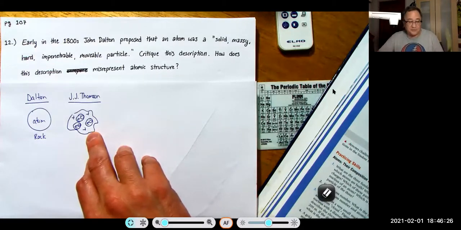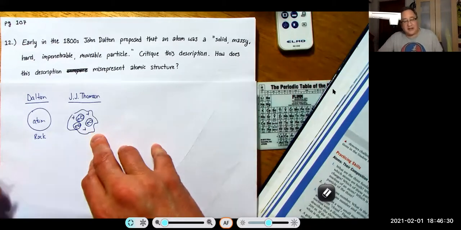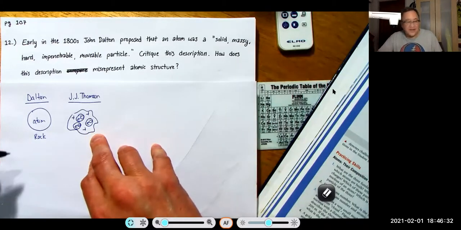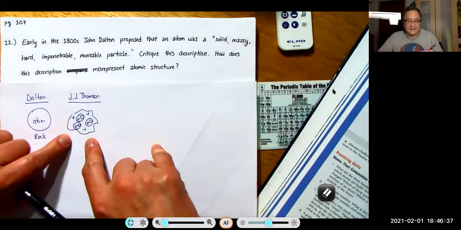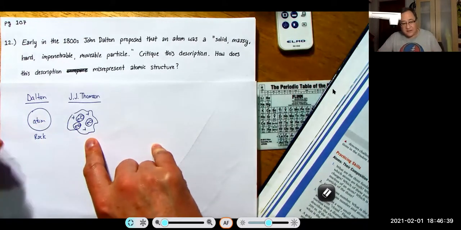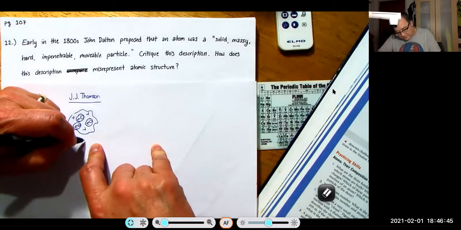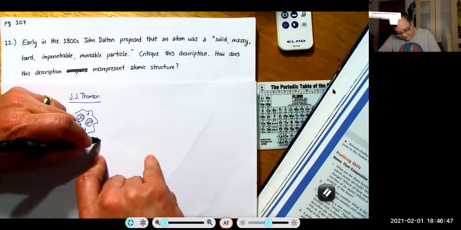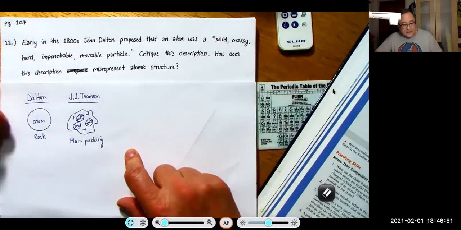Which I'm going to be honest, sounds pretty disgusting to me, but I guess they didn't have chocolate pudding back then, which means life was horrible back then. You know, this is like the 1870s and stuff like that, really long time ago. Okay, so this is the plum pudding model. And these are two ideas of the atom.